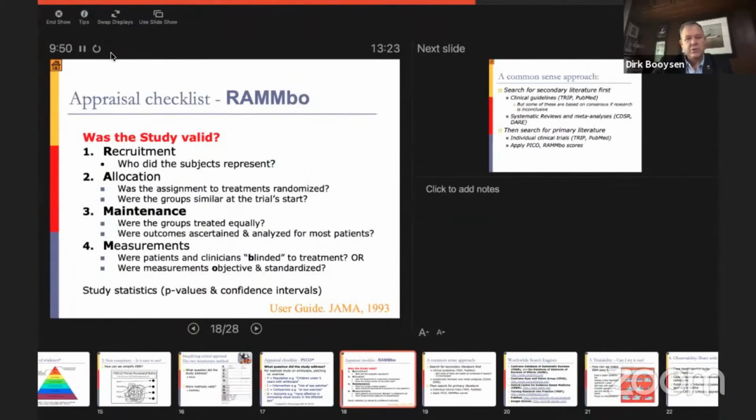Look at the recruitment. Who did the subjects represent? Is it people that you're going to deal with? Or is it some weird population that they pulled out from somewhere?